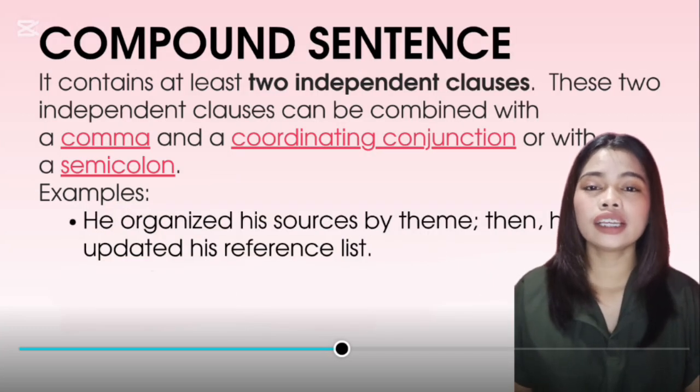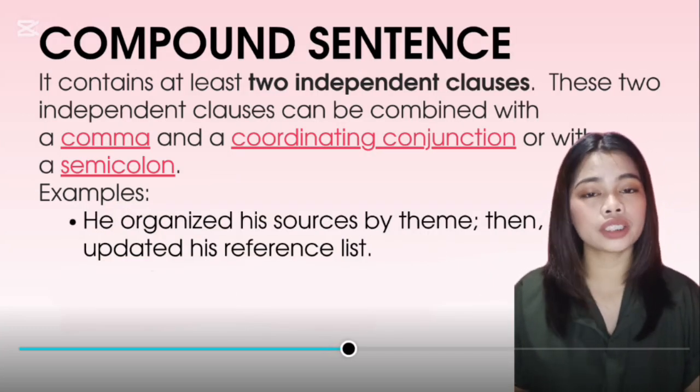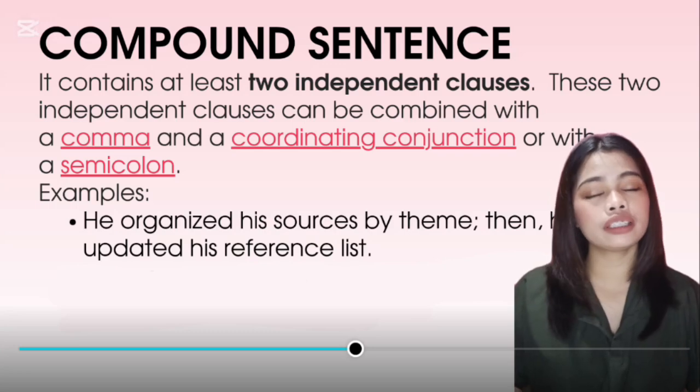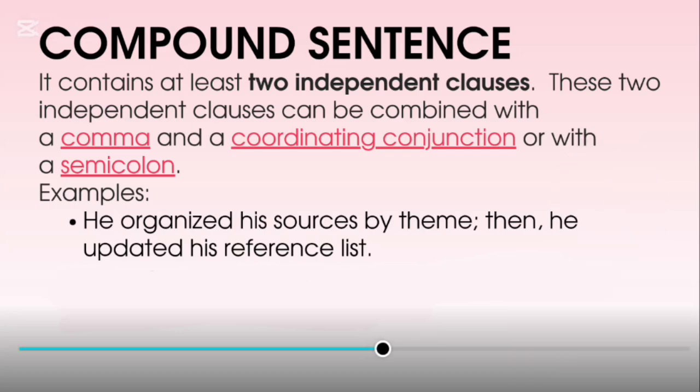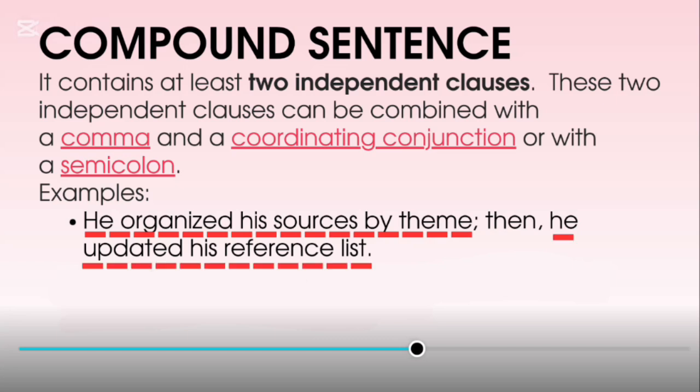Compound sentence contains at least 2 independent clauses, and these 2 independent clauses can be combined with a comma, a coordinating conjunction, or with a semicolon. For example, he organized his sources by theme; then, he updated his reference list. So our 2 independent clauses there are, first, he organized his sources by theme, and he updated his reference list. And it is combined with a semicolon.